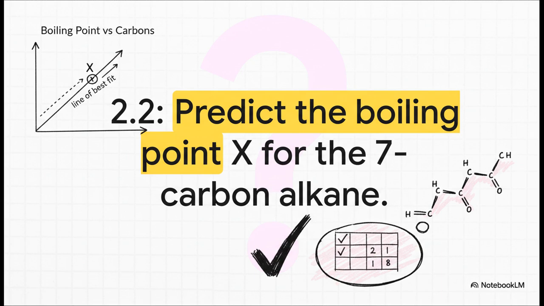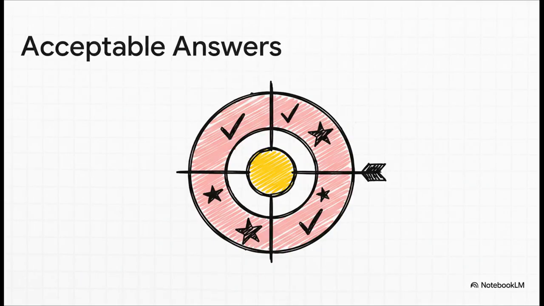Okay, so once you've plotted your graph, you've actually got to use it. Question 02.2 wants you to predict the boiling point for that mystery X, the alkane with 7 carbons. This is where your beautiful line of best fit comes into play. So, what does the mark scheme say is the right answer? And this is a perfect example of how examiners think. The ideal answer, probably from a computer-generated curve, is 98 degrees Celsius. But they know we're human. They know your plotting and your curve might be slightly different. So look at that. They give you a really generous range, all the way from 92 to 104. As long as your prediction falls in that window, you get the mark.